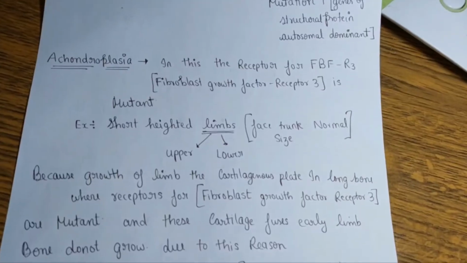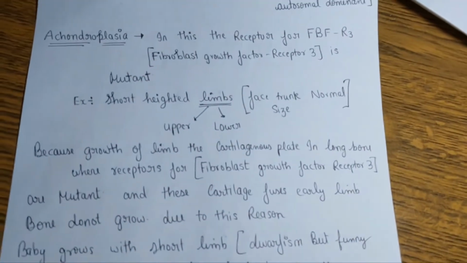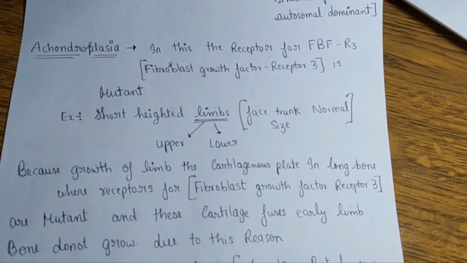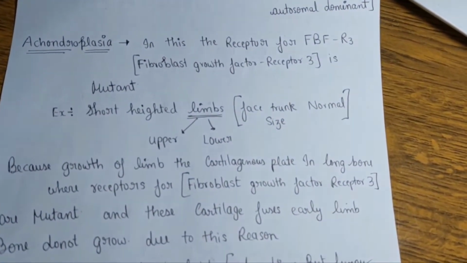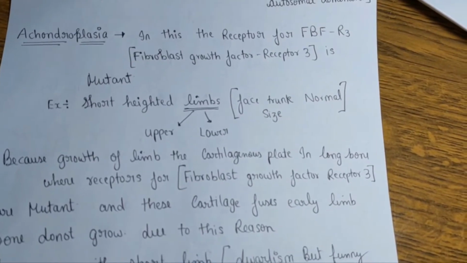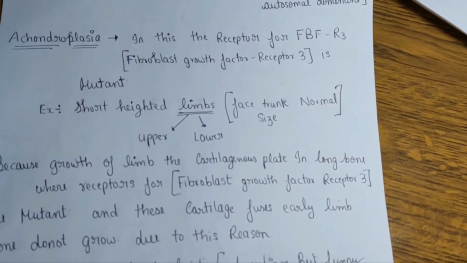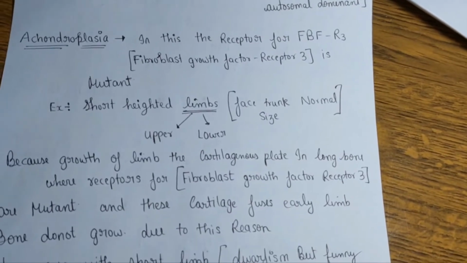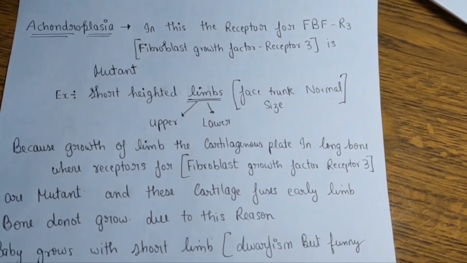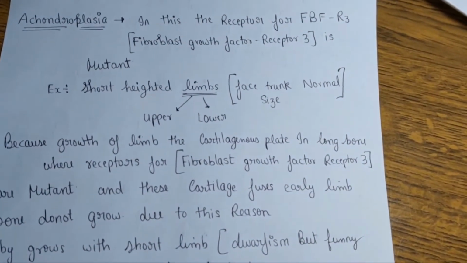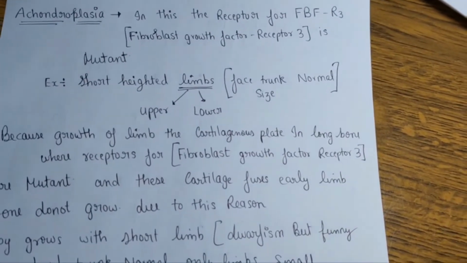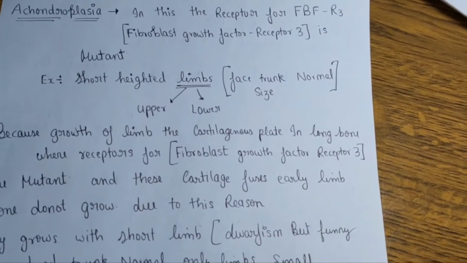Another disease which is an example of new mutation is achondroplasia. In achondroplasia, the fibroblast growth factor receptor number 3 is mutant. Due to this, the baby will have short limbs, that is, short arms and short legs, but the skull or face and trunk, that is the chest size of the bones, will be normal.